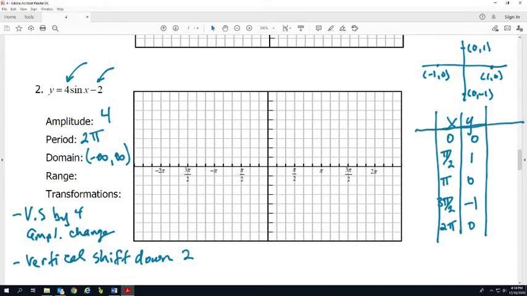All right, the y's have been multiplied by 4, and they have shifted down 2. Actually, I didn't need anything in the x column because we didn't change anything for x. Sorry about that. So I'm going to take each of these y's, multiply them by 4, and go down 2. So this becomes negative 2. 4 minus 2 is 2. 0 minus 2 is a negative 2. Negative 4 minus 2 is a negative 6, and then 0 minus 2 is a negative 2.